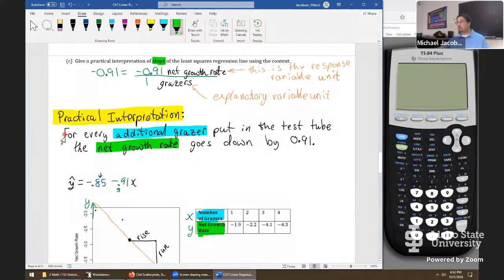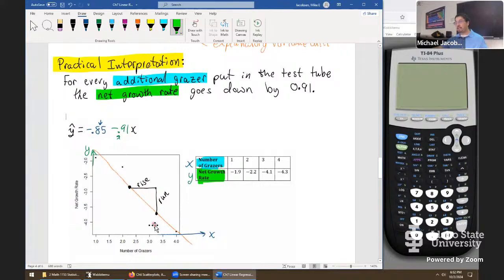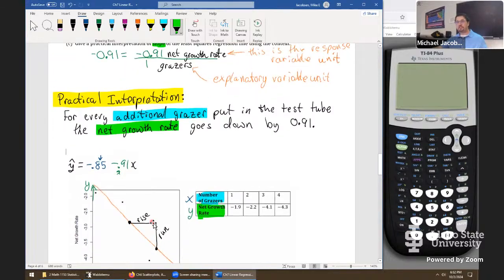Well, any questions at all, folks, with the written statement here? Okay, I think it's really tough because, again, in a math class, people are just happy with the value of the slope. People are happy just to show what it looks like graphically, but now we have it 3 different ways. You look at the slope, visualize it by thinking in your mind. For each additional grazer, the net growth rate goes down by 0.91, and you've got that interpretation.